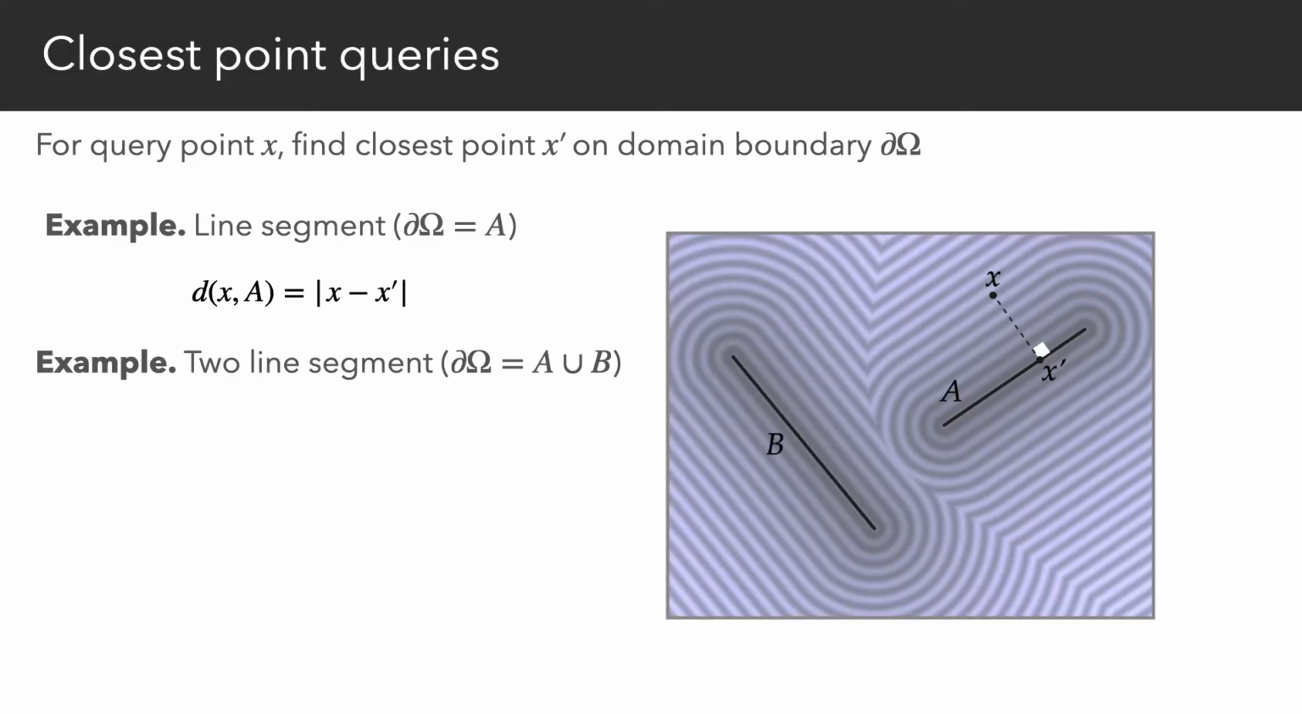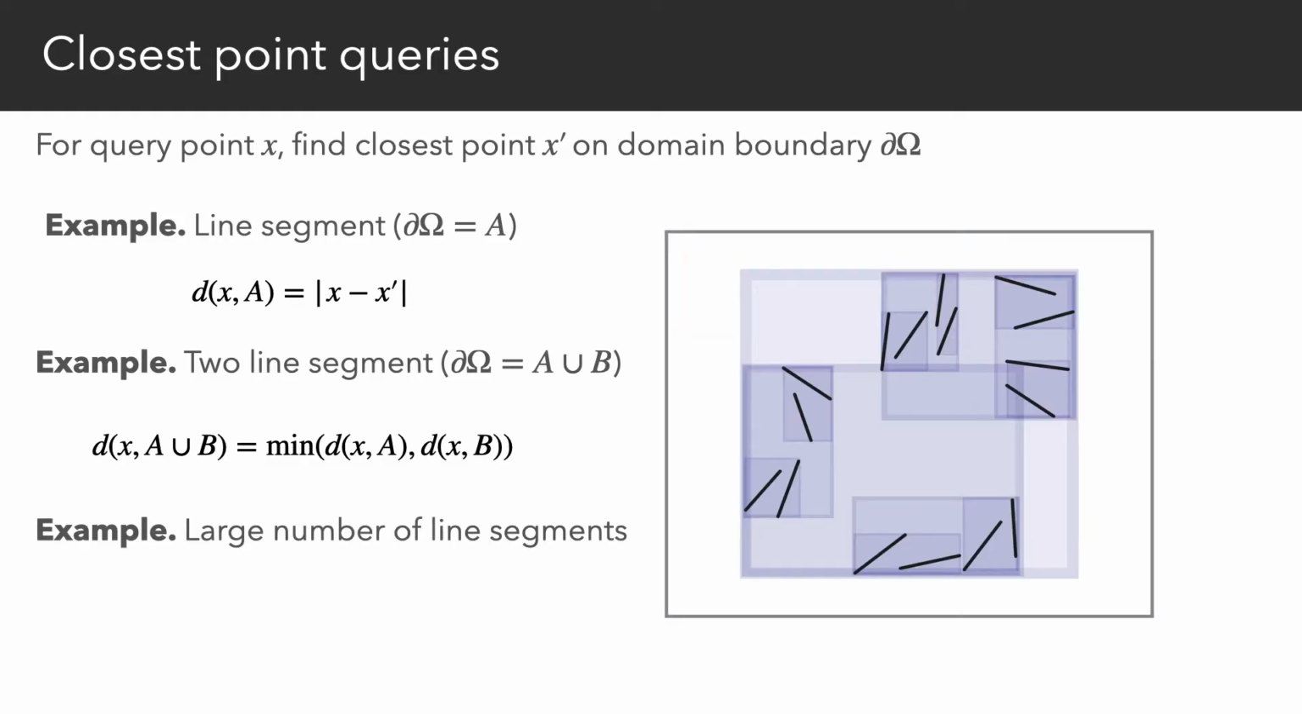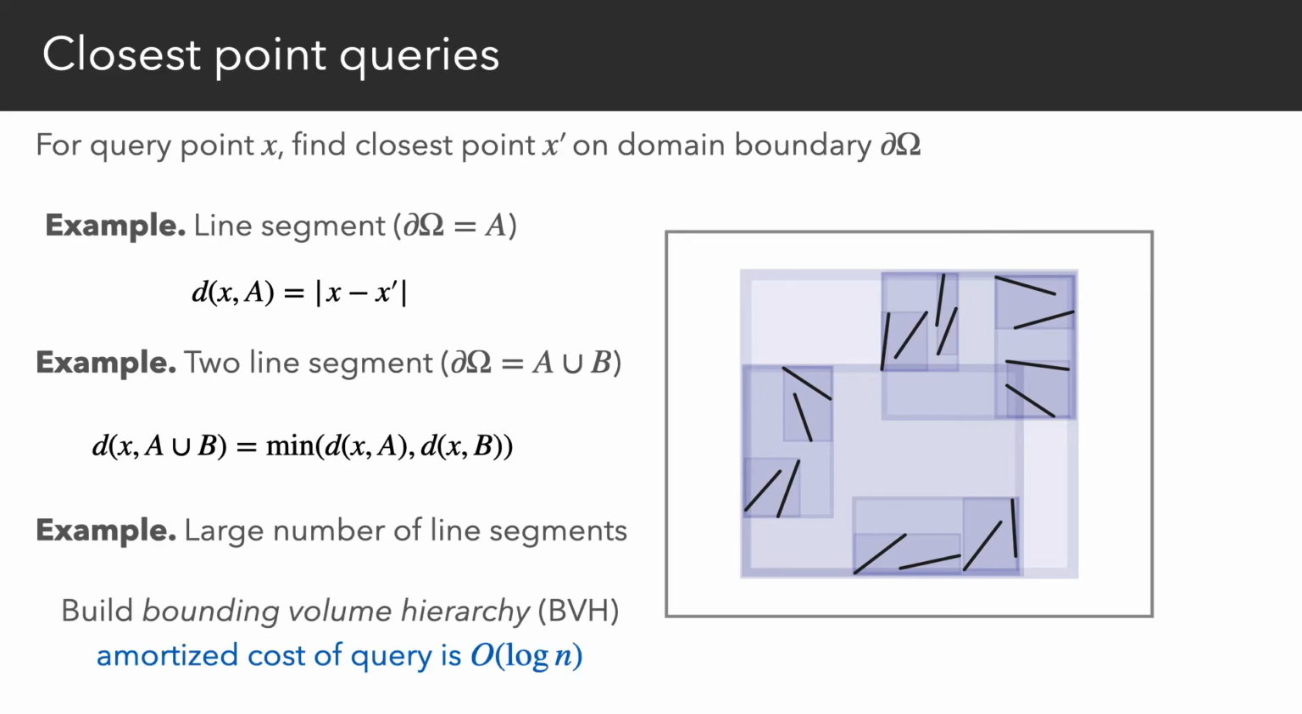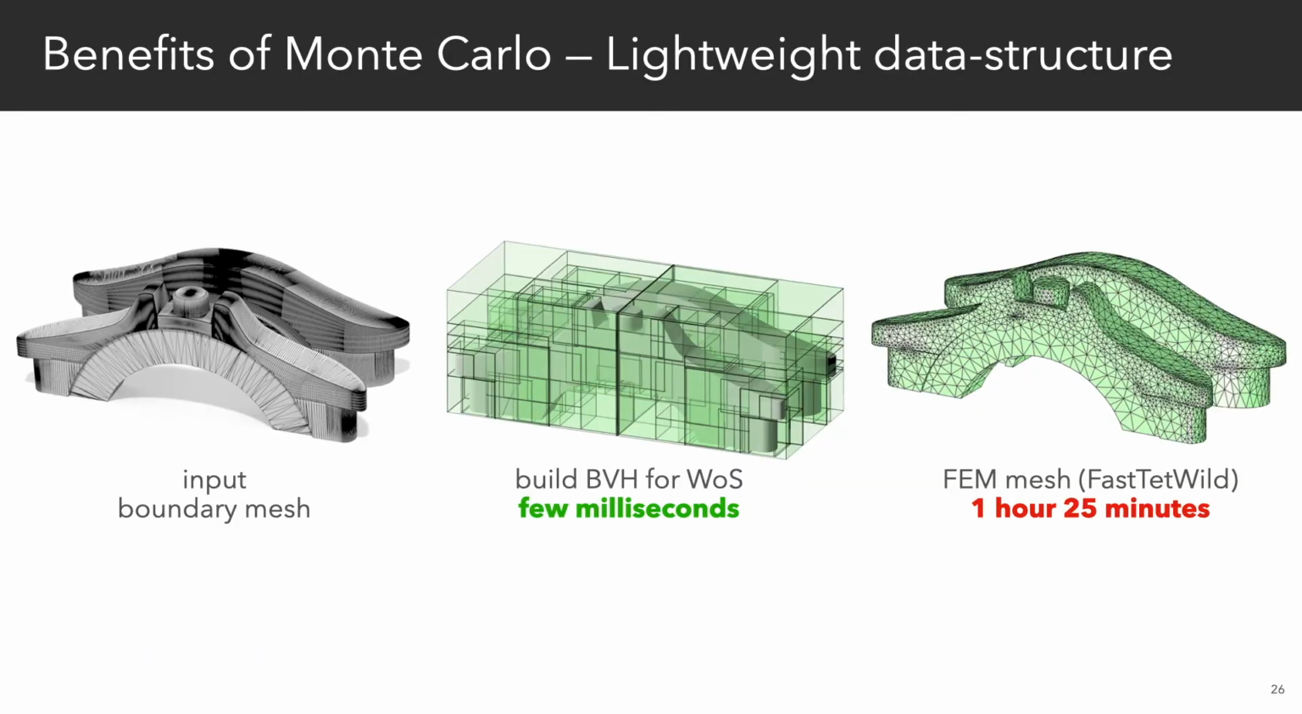If you now have two segments, then the closest point query involves computing the closest point on each primitive, and then taking the minimum of these two distances. For an even larger number of line segments, we have to store the segments in a bounding volume hierarchy, which has an amortized query cost of O of log n. So for a mesh, the cost of walk-on-spheres will actually scale logarithmically with geometric complexity. This bounding volume hierarchy approach is very similar to the ones that are used in rendering, so we can borrow heavily from those data structures for walk-on-spheres.